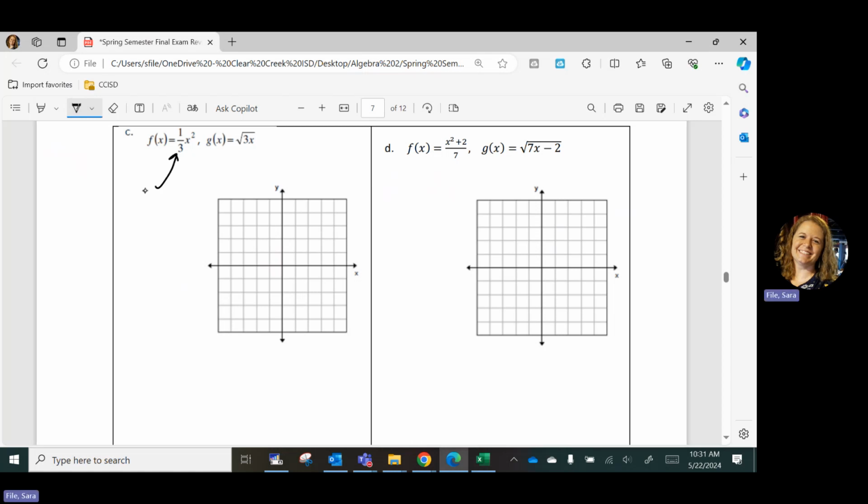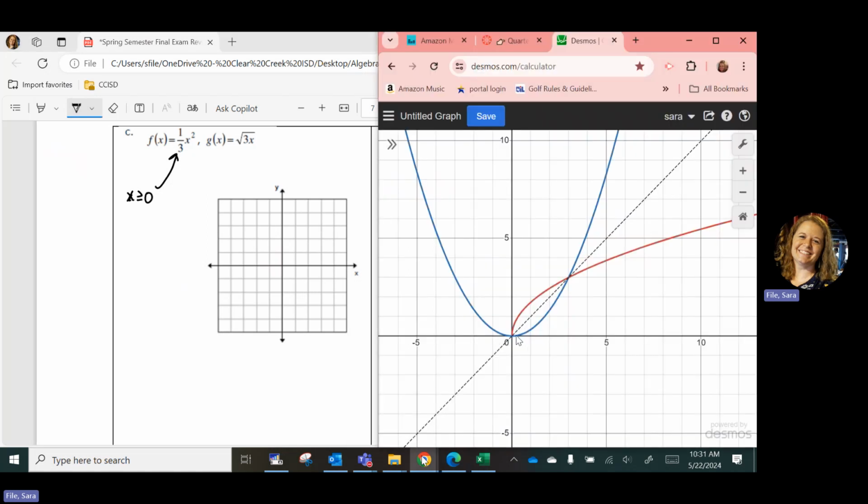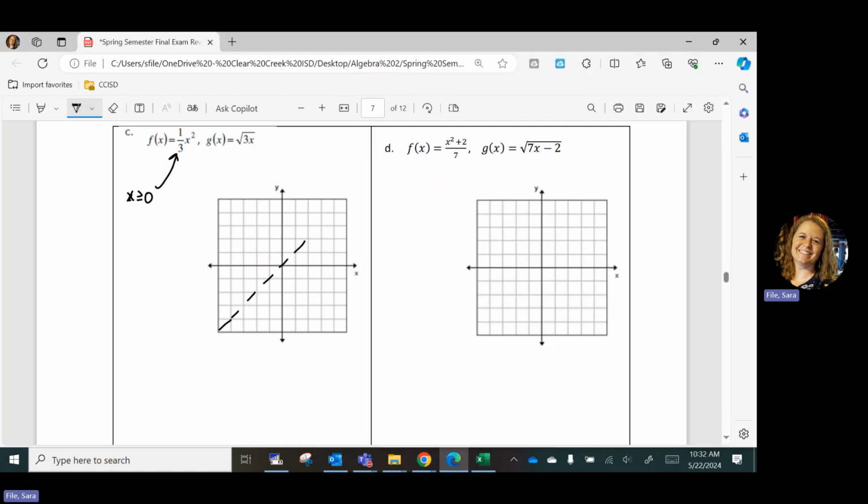We need to say where x is greater than or equal to 0. Okay, because we only want the right side from here, from that 0, 0, from where x is 0 and greater than. So everything to the right of that, only that portion of that parabola is what is the inverse. Okay, so I guess I will show that one on the paper because that one's slightly different.